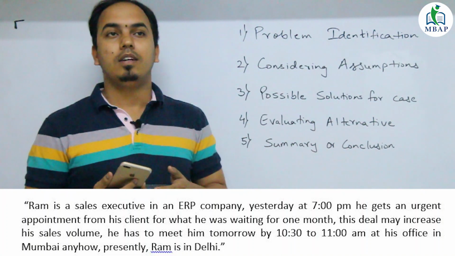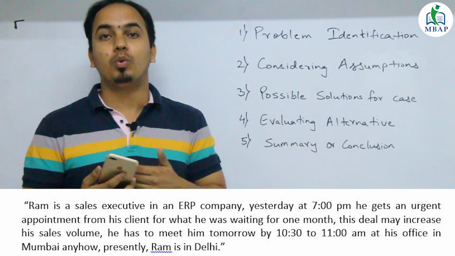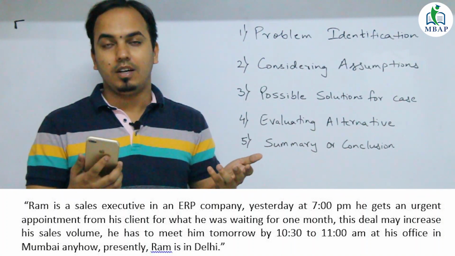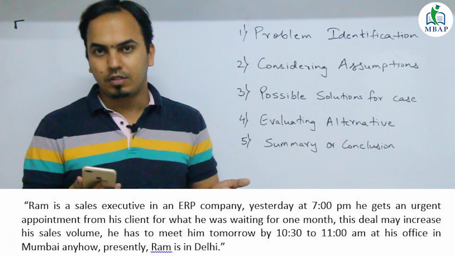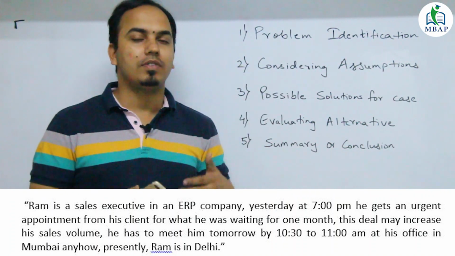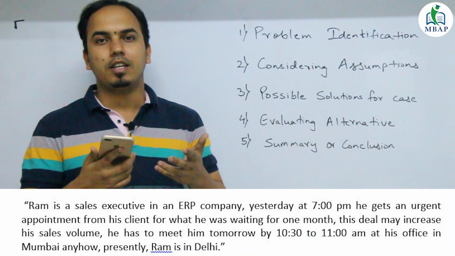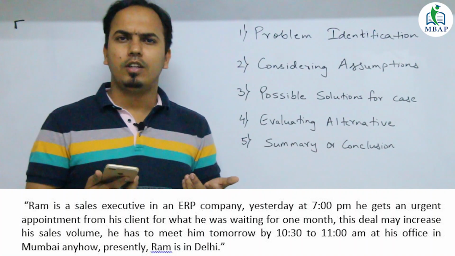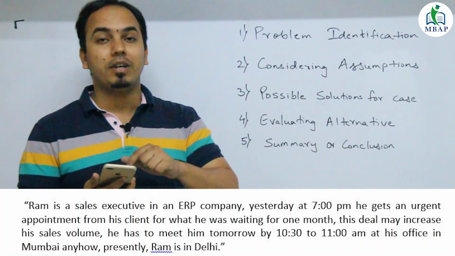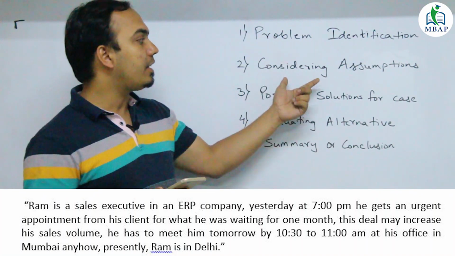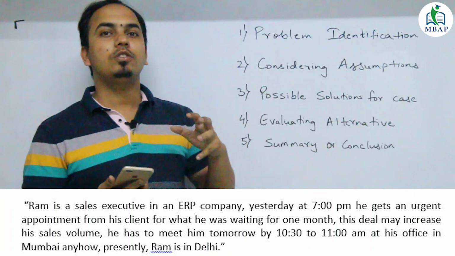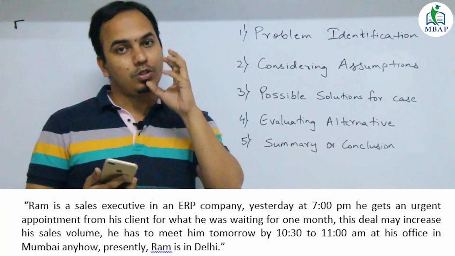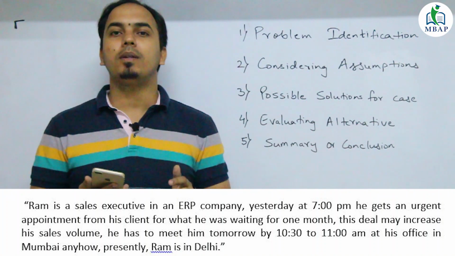So the assumption is that Ram is the only sales employee of a particular company. That might be the case if it's a very small company, but if it has at least 5-6 different sales executives, there might be someone else also available. That's an assumption, not mentioned here in the case. So you can definitely consider certain assumptions, and based on that you can find that because he's not there in the same location, that's the main problem.